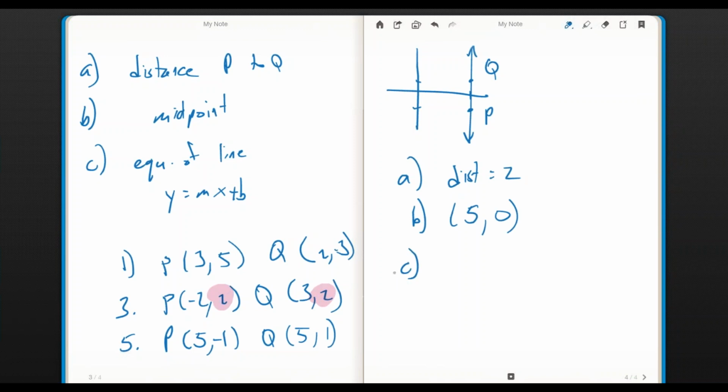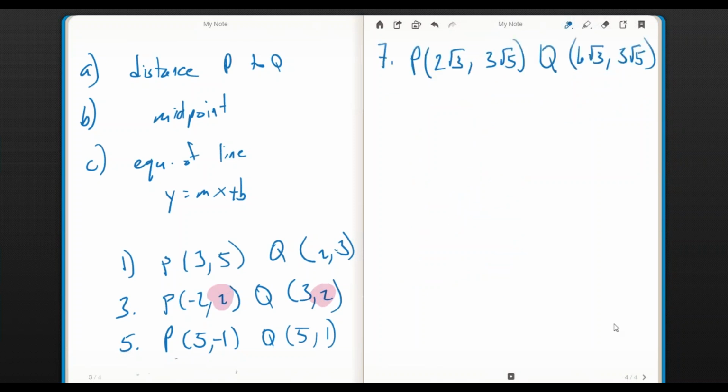Part C, the equation of this line is x equals 5. Every point on this line has one characteristic in common. It is that x is equal to 5. For this kind of a line, we say the slope is undefined. There is no y value. We don't have y equals anything, but every value on this is x equals 5, so we'll leave it at that for the answer. Let's look at number 7.